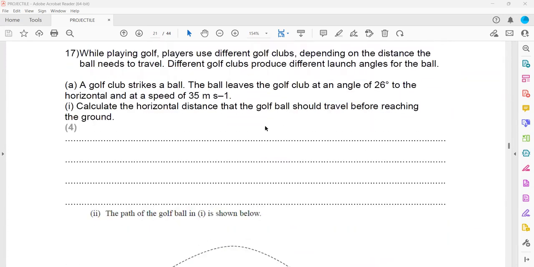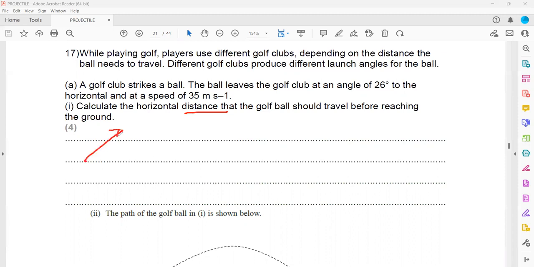So this question: while playing golf, the player uses different golf clubs depending on the distance the ball needs to travel. Different golf clubs produce different launch angles. A golf club strikes the ball and it leaves at an angle of 26. Calculate the horizontal distance, so we need the range. So how to do this question? This is a similar question to the one we did just now about the cricket ball.